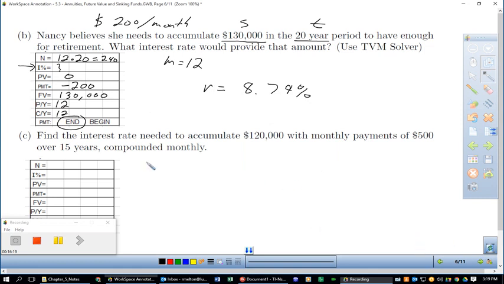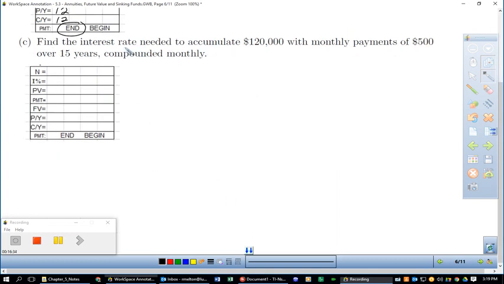Okay, part C. Find the interest rate needed to accumulate $120,000 with monthly payments of $500 over 15 years, compounded monthly. All right, so we've got $120,000. That's what we're accumulating, so that is our future value, $120,000. With payments of $500, so negative 500 is our payment. Over 15 years, compounded monthly. So M equals 12, and there's our time, 12 times 15.